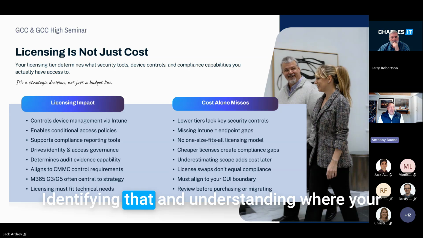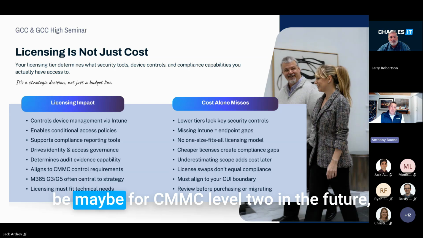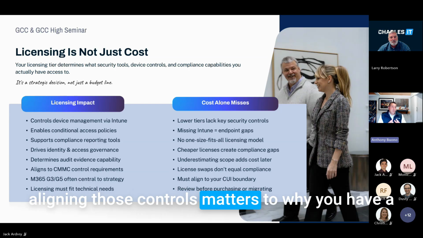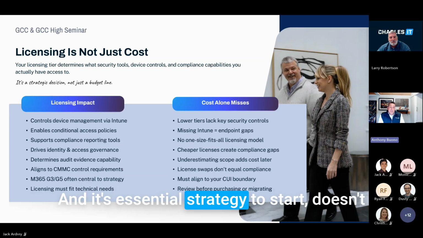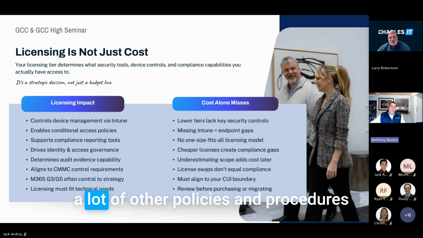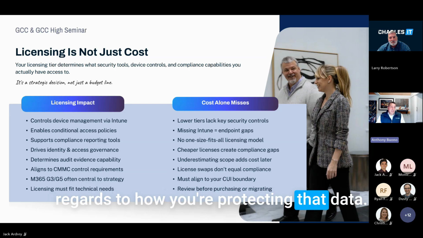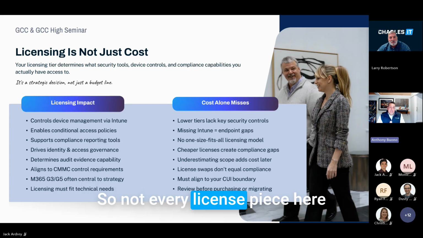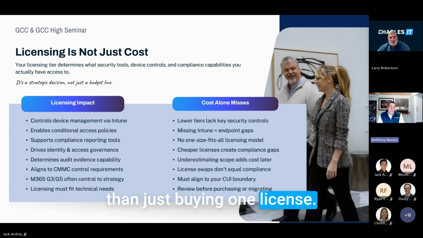Identifying that, and understanding where your compliance concern is, as your audit may be for CMMC Level 2 in the future. Aligning those controls matters to why you have a Microsoft M365 G3 license or a G5 license. It's a central strategy to start. It doesn't mean it's the end, because it wraps around a lot of other policies and procedures you're going to need to think about in regards to how you're protecting that data. So not every license piece just answers the question. There's so much more to it than just buying one license.